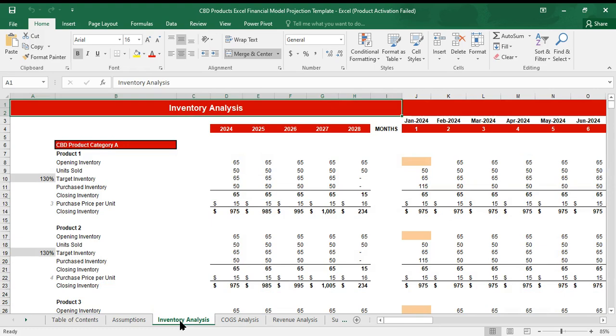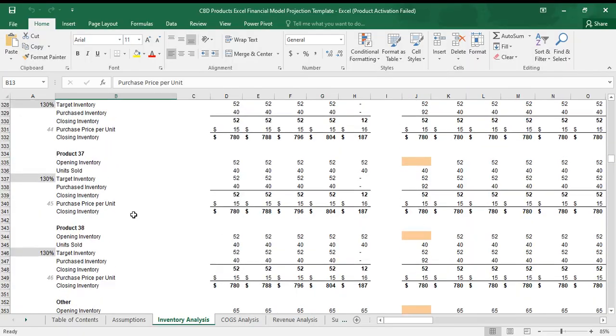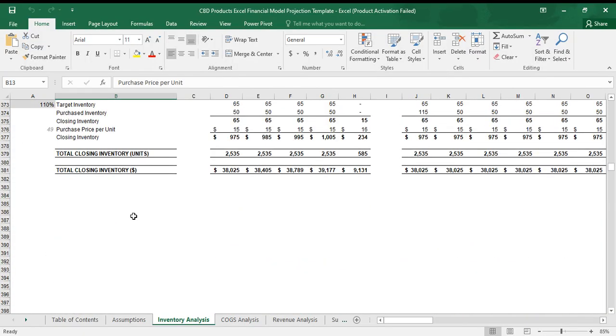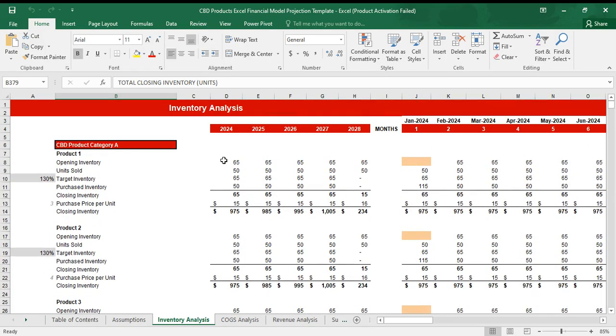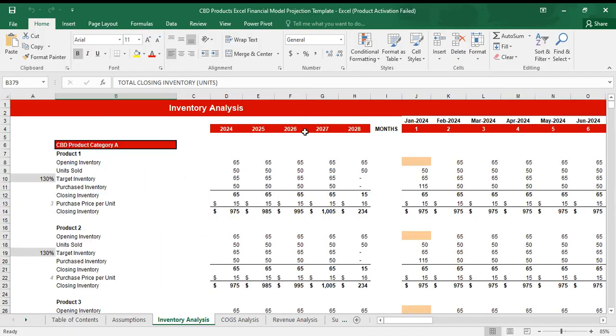Next sheet is our inventory analysis. Here we have calculated the closing inventory figures, both in dollars and units for each of the products under each category. And then at the very end of this sheet, we have calculated the closing inventory figure in total, both in units and in dollars. Now you have to know that this is a 60-month projection model, which means the total number of years in this model is 5. And we have calculated these closing inventory figures both annually and monthly.